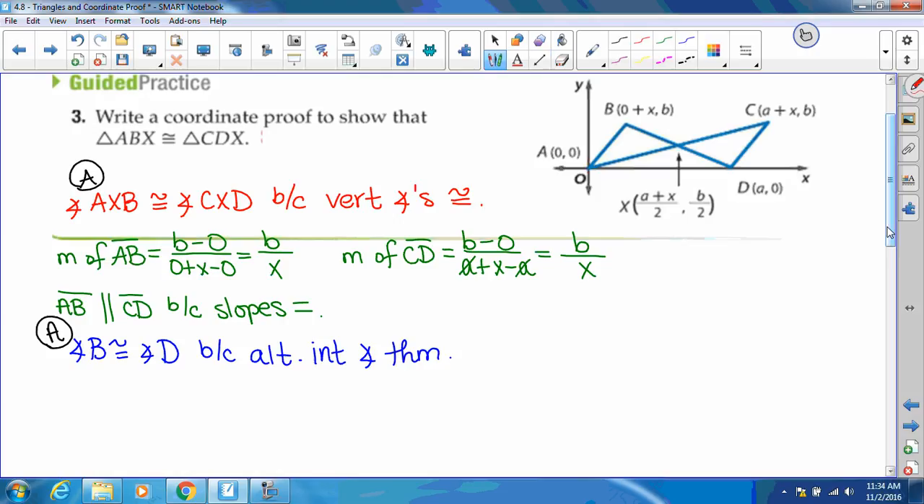So let's label this again. We had our vertical angles. We knew that those lines were parallel, which meant alternate interior angles were congruent. So now what we have left is we need to show a pair of sides congruent.